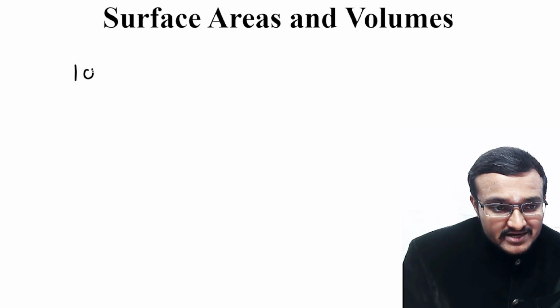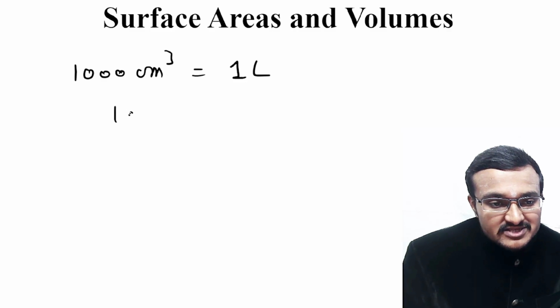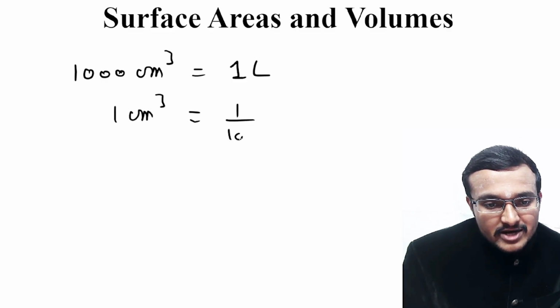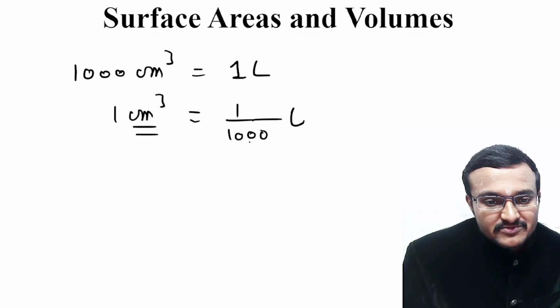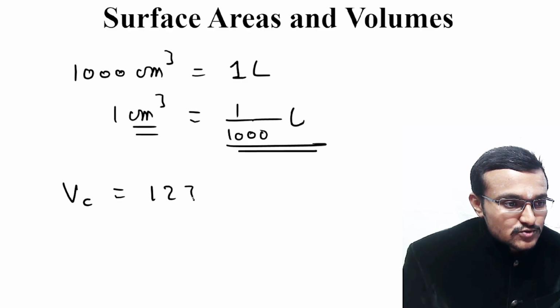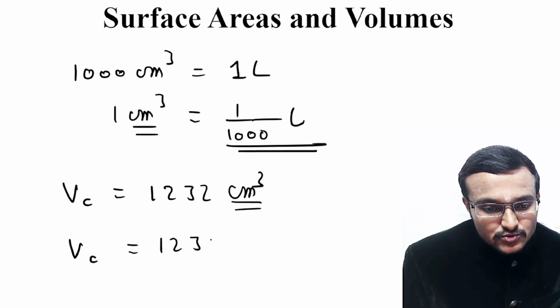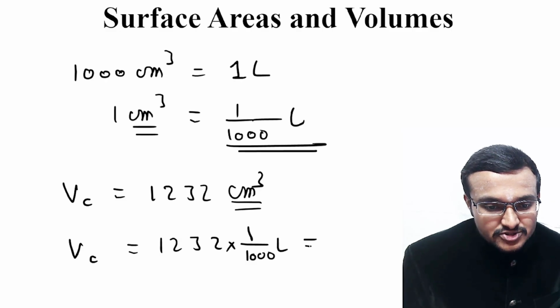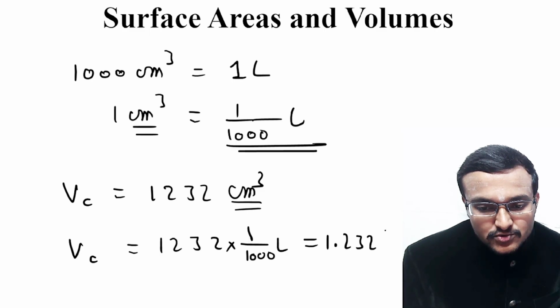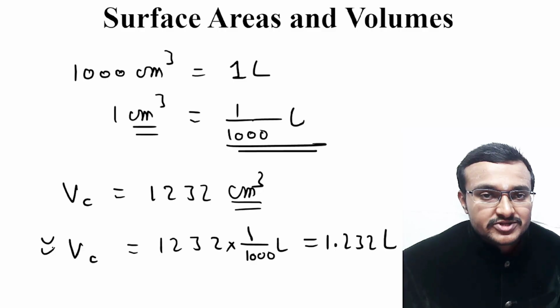So now we know that 1000 centimeter cube is equal to 1 liter. So that means 1 centimeter cube will be equal to 1 by 1000 liter. So in the place of centimeter cube, you can write 1 by 1000 liter. The volume of the cone we have got as 1232 centimeter cube, so we replace this centimeter cube with 1 by 1000 liter. So the volume of the cone will be 1232 into 1 by 1000 liter. So this will be 1.232 liters. So the volume of this first right circular cone in the second question is 1.232 liter.